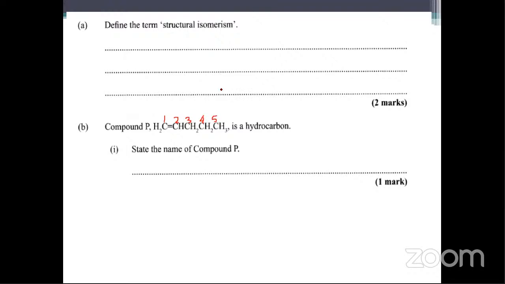And on which carbon is the double bond located? Between the 1 and the 2. Right. So what would be the name of the compound? Pent-1-ene. Very good. Remember to put the dash between the numbers. You could also say 1-pentene.